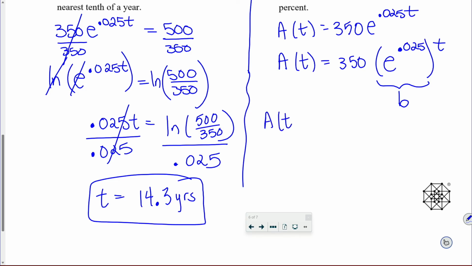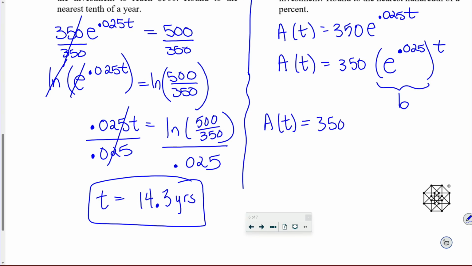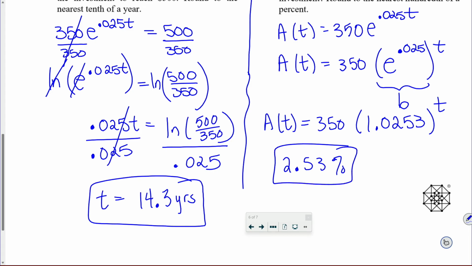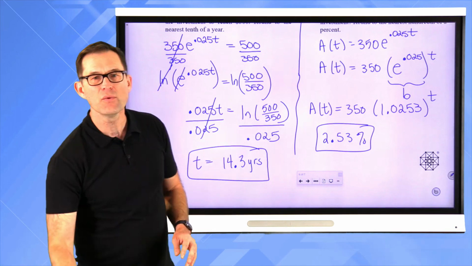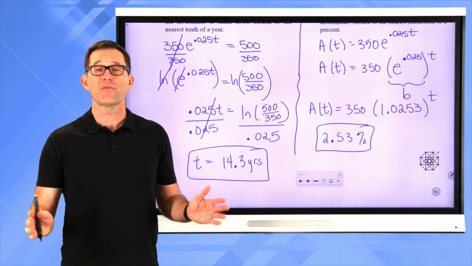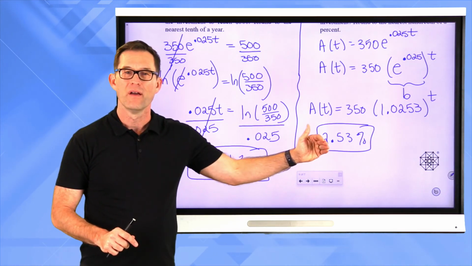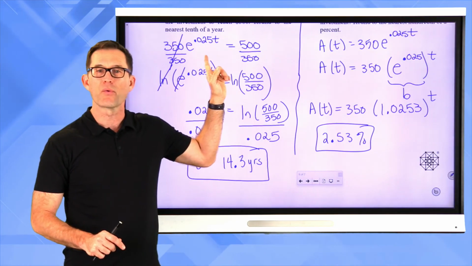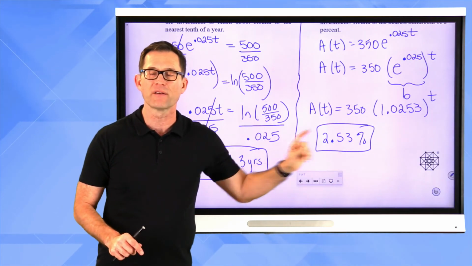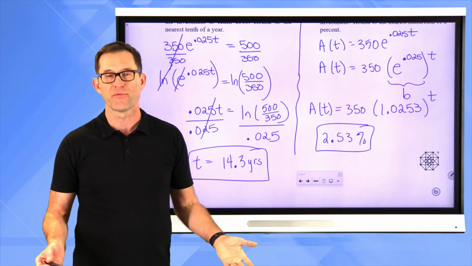So A of t is going to be 350 times 1.0253 to the t. So our effective rate is 2.53%. And notice, even with continuous compounding, our rate is just a bit better than what our nominal rate was. Our nominal rate was 2.5%, our effective rate was 2.53%.